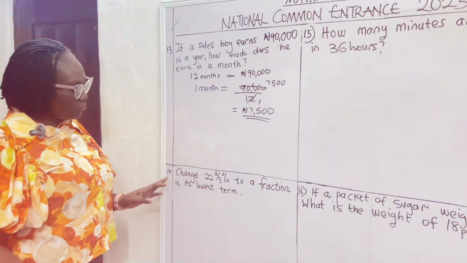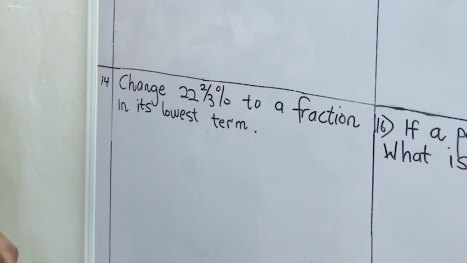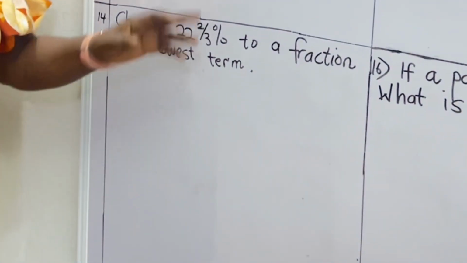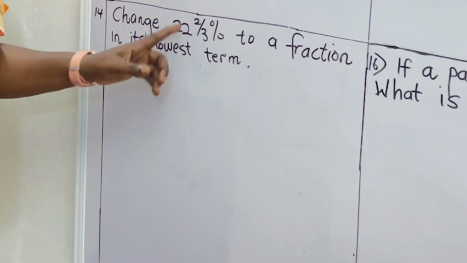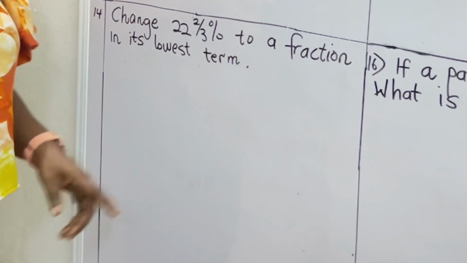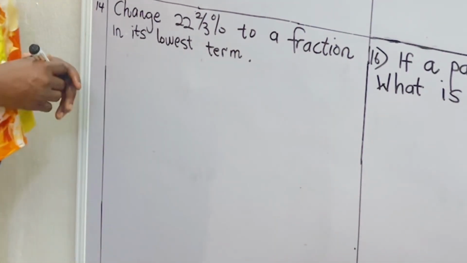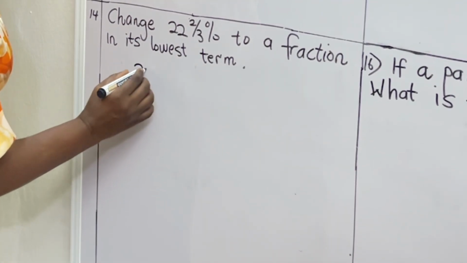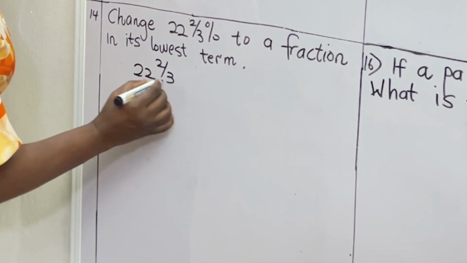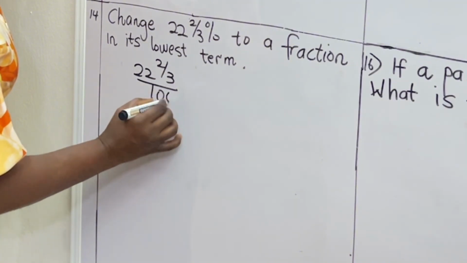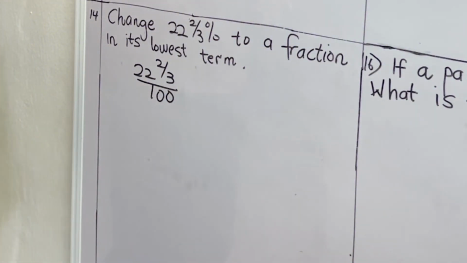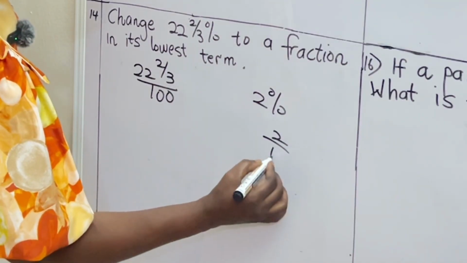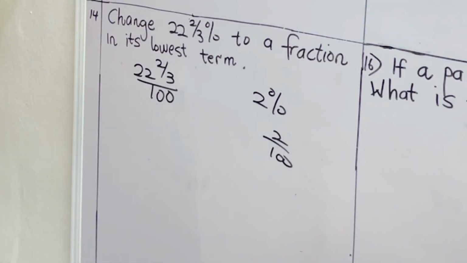The next question. Change 22 whole number 2/3% to a fraction in its lowest term. Percent means what? Divide by 100. So there you go. 22 2/3 over 100. This is how you write percent. So for instance, you have 2% will give you what? 2/100.